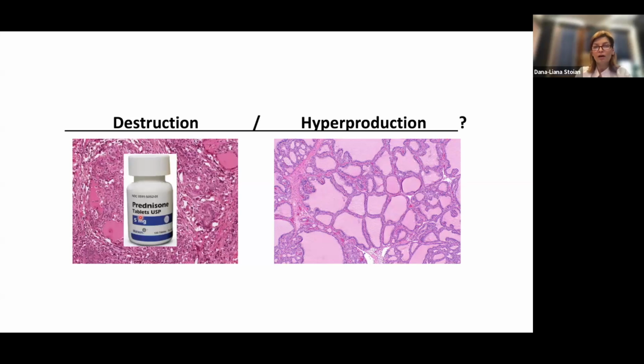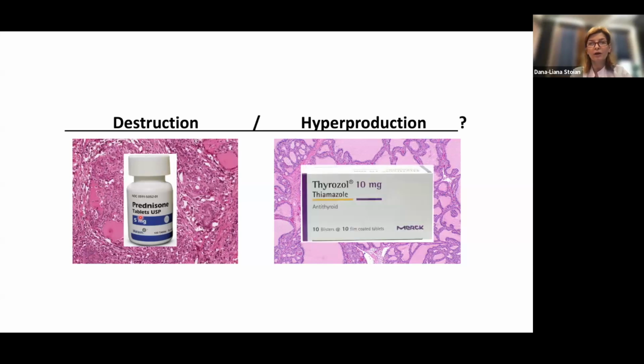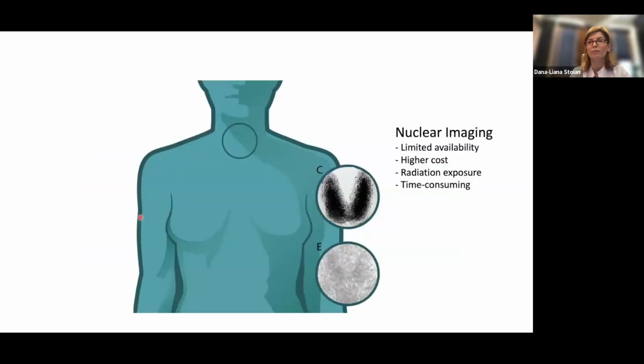Why is this differential diagnostic important for us? Because in destruction, we are controlling the aggression itself, usually with corticoids or, in milder forms, with non-steroidal anti-inflammatory medication. And in hyperproduction, we are controlling the hyperproduction, and this is one of the examples of different anti-thyroid medication like carbimazole, thiamazole, and there is also propylthiouracil on the market.